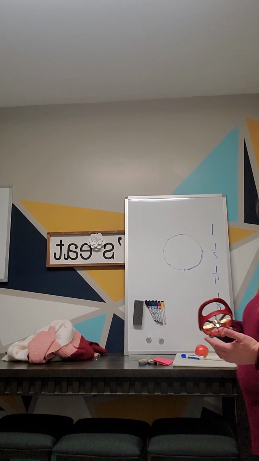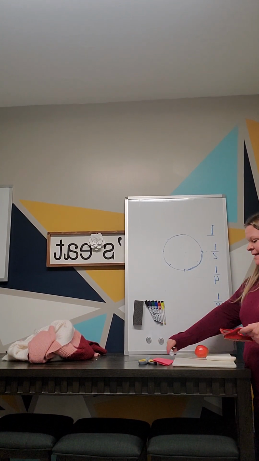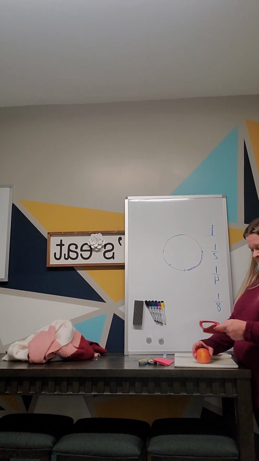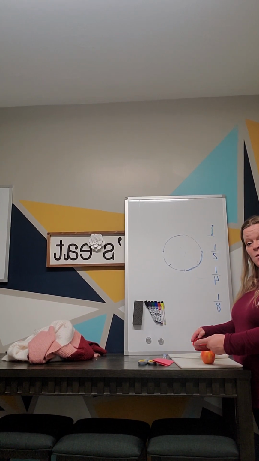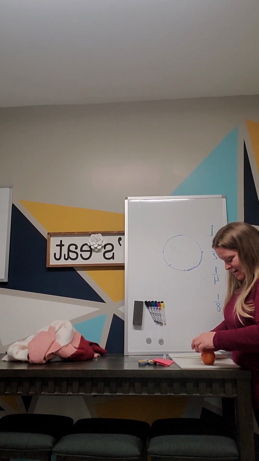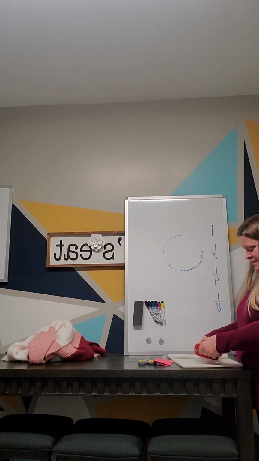How many sides does this apple cutter cut? 1, 2, 3, 4, 5, 6, 7, 8. 8. So what's it going to do to the apple? Cut it into what size pieces? 8. Yeah. So if there's 2 of you, how many eighths do you get a piece? 4. Good job.